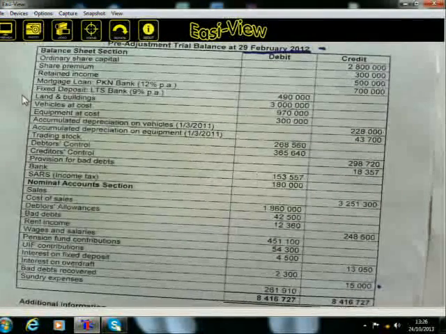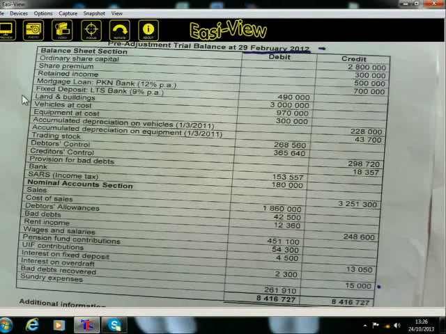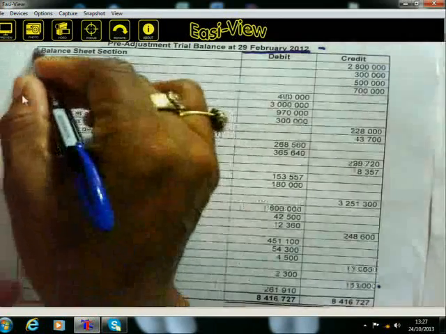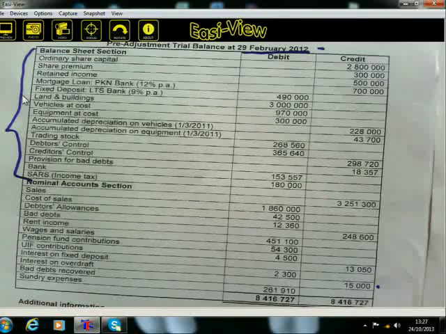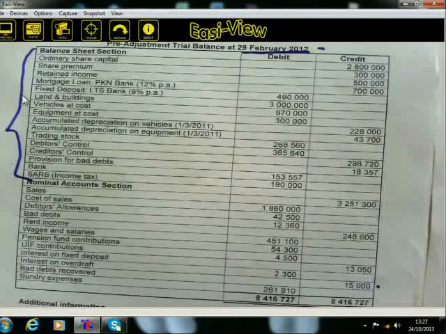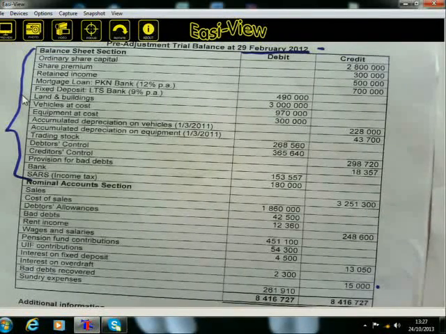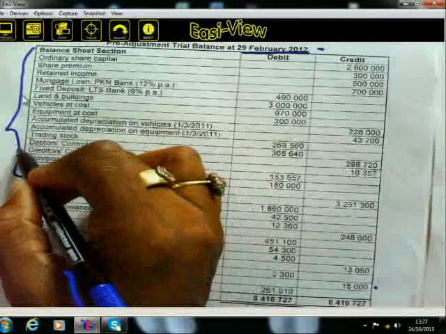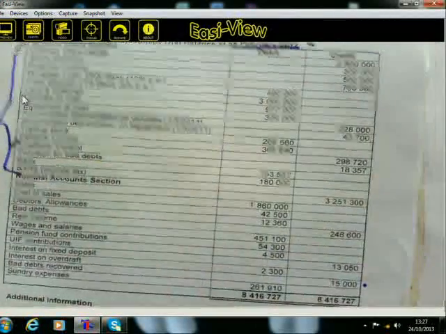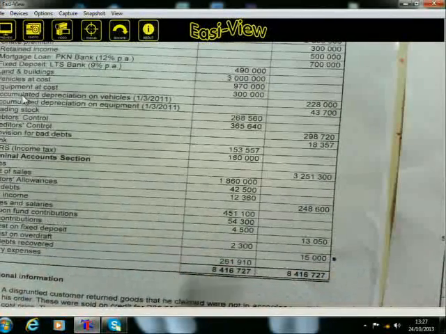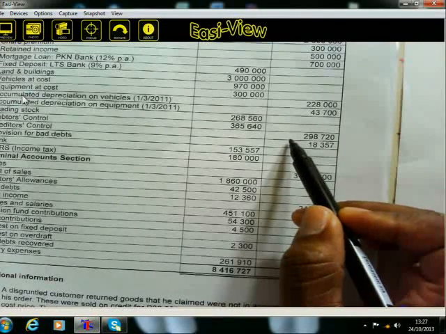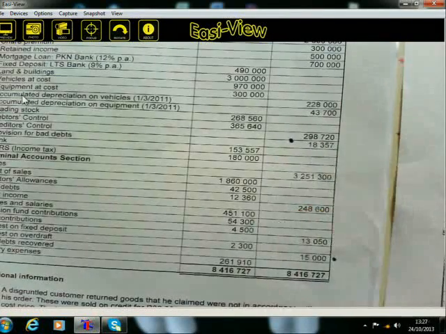Now here we have our pre-adjustment trial balance. Like I've indicated, for us to do the balance sheet, we'll be using the balance sheet section. So the trade and other payables note is part of the balance sheet section, the reason being, as you can see here, we have our creditors. So we'll start with creditors control. Our creditors control is 298,720.